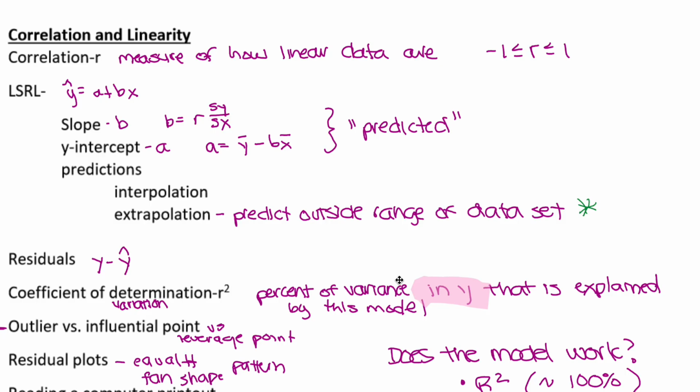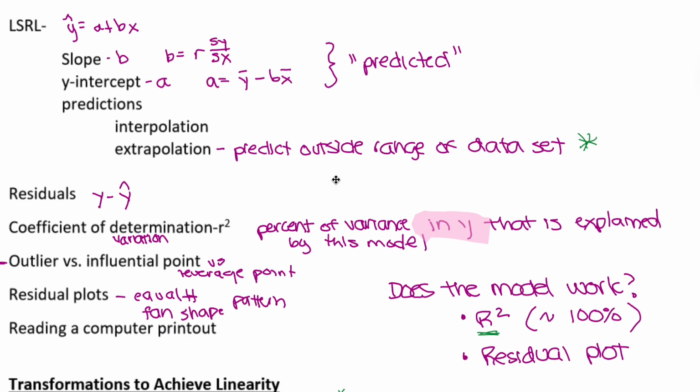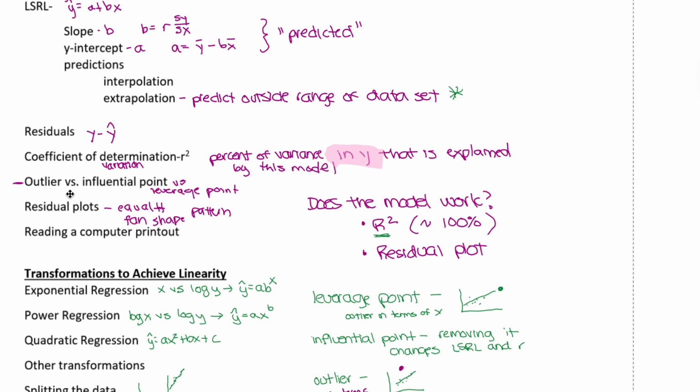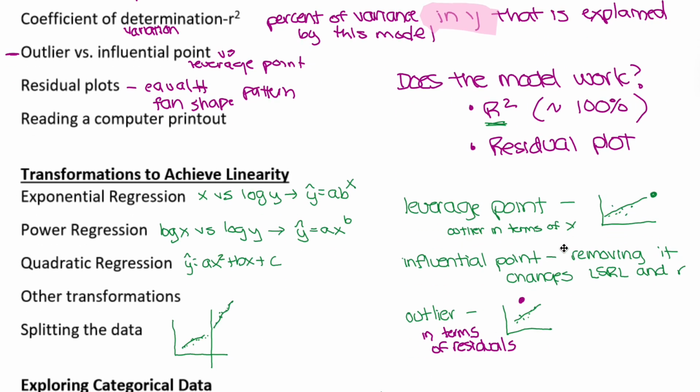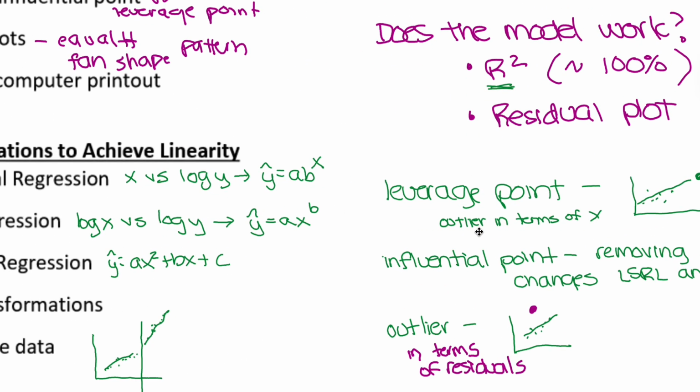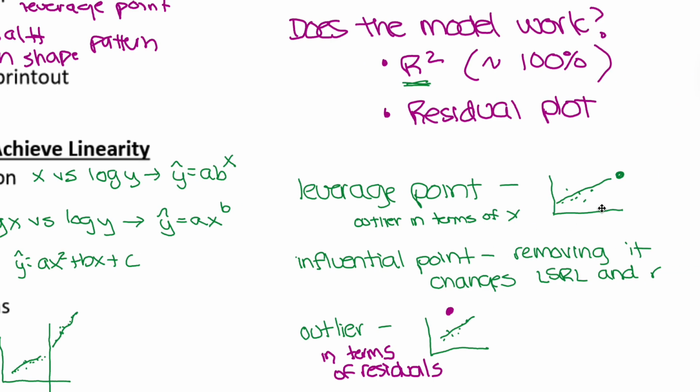Take a look at outliers versus influential points. Also, I'm going to add a leverage point in here, and I put all of those in here. So take a look at here. A leverage point means an outlier in terms of x. So here is a graph. We can see that the straight line that fits most of the data in here is the line we created using LSRL, but here is a point that lies outside the range for x. Therefore, it will be considered a leverage point. An influential point means removing it changes the LSRL and r.